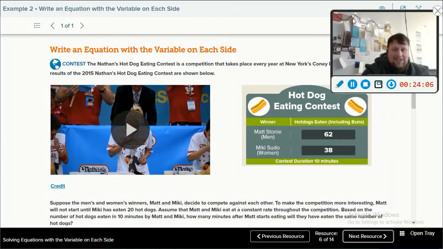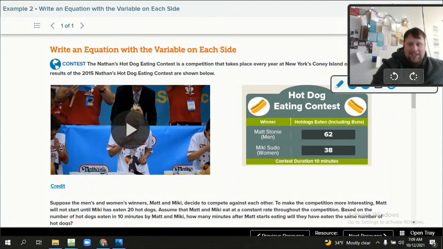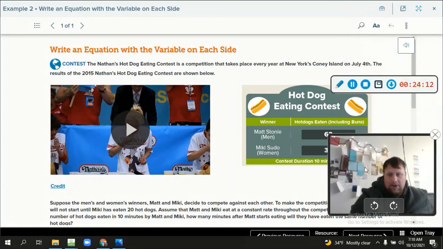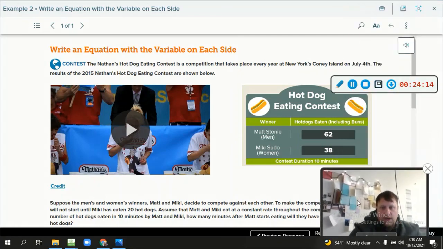This is our last thing of the day, so let's take a minute, look at it, see what we can accomplish. I gotta move this down so we see a little better. The National Hot Dog Eating Contest is a competition that takes place every year at New York's Coney Island on July 4th. The results of the 2015 National Hot Dog Eating Contest are shown below.